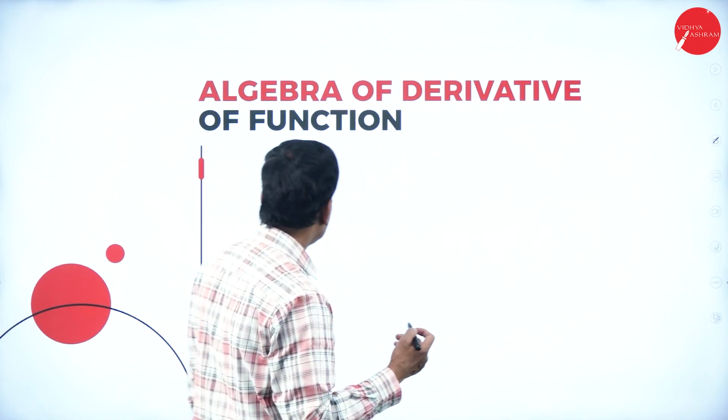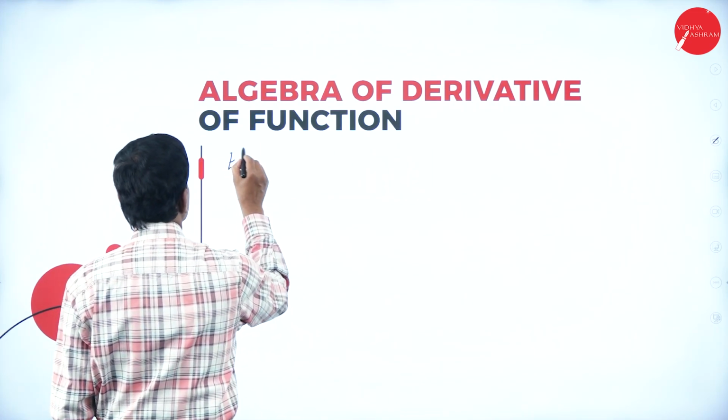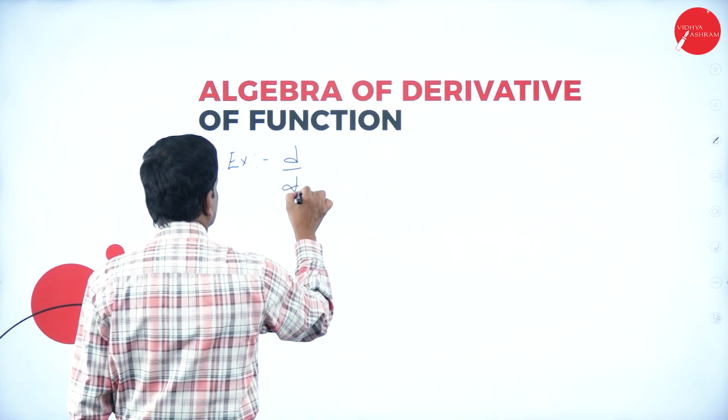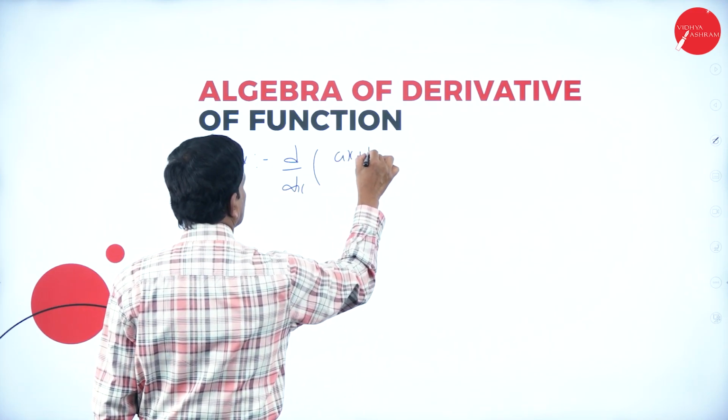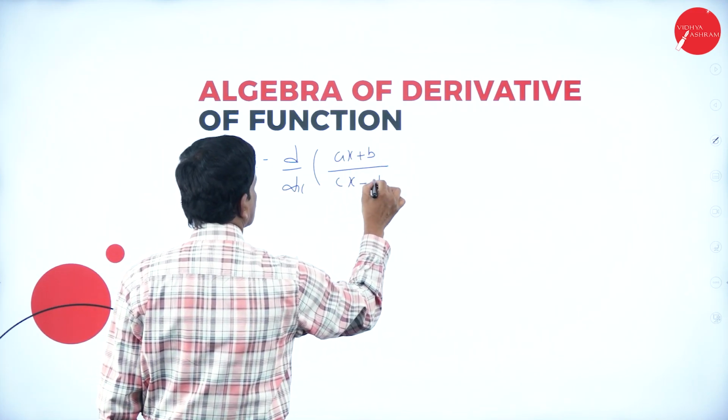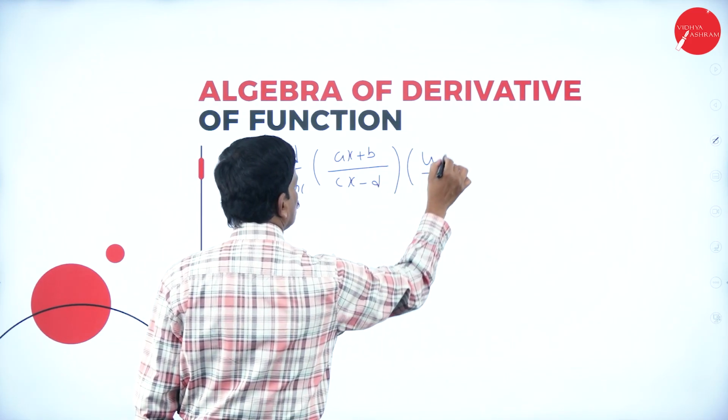Now, let us take an example on this. For example, d by dx of ax plus b divided by cx minus d. Now, let us call it u by v.